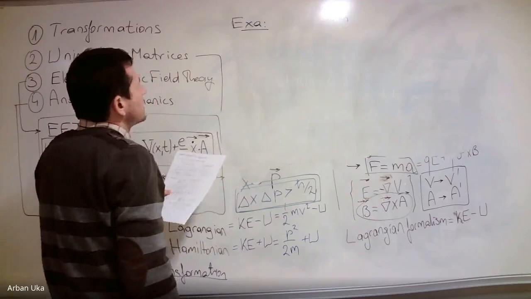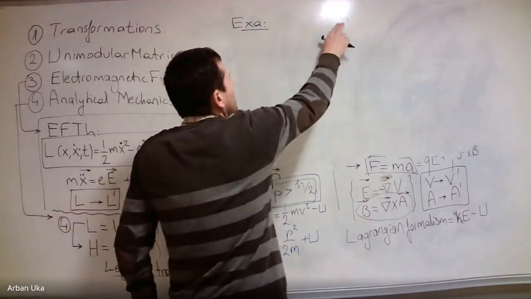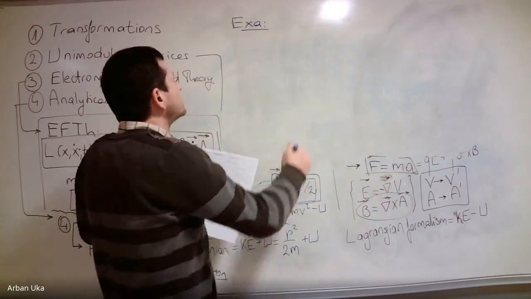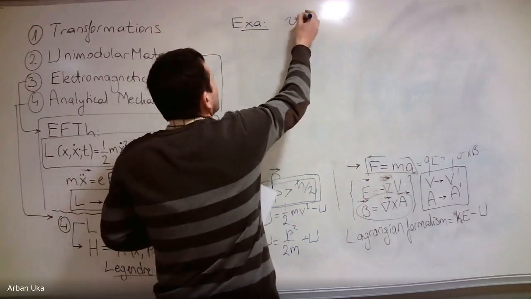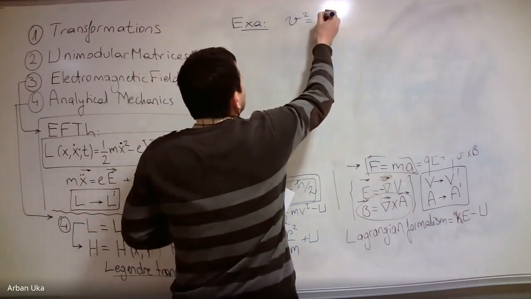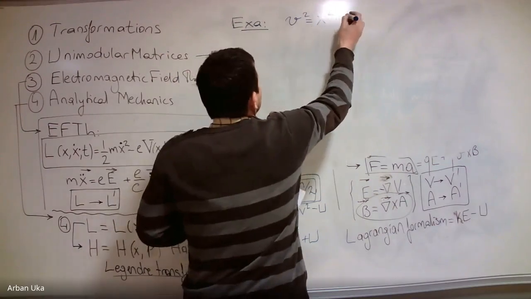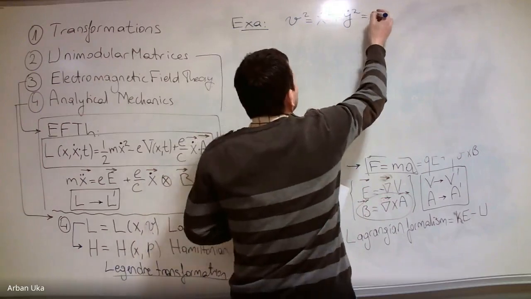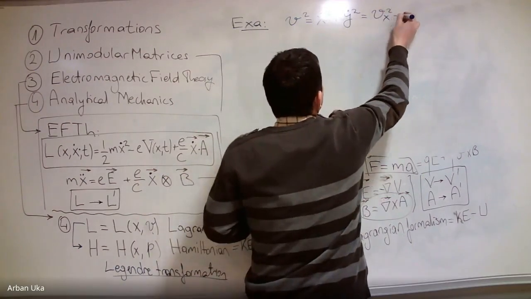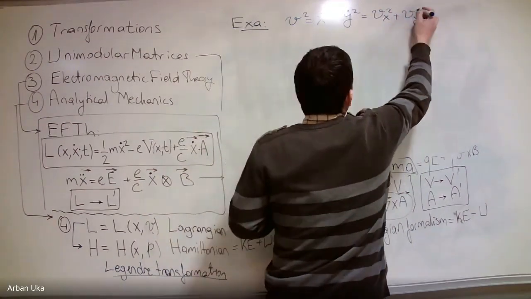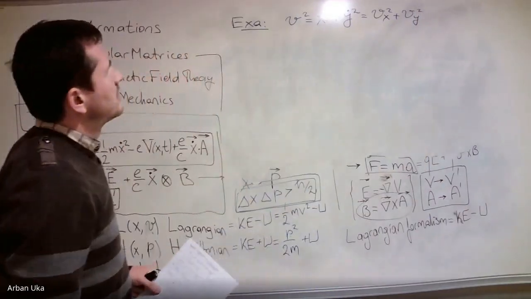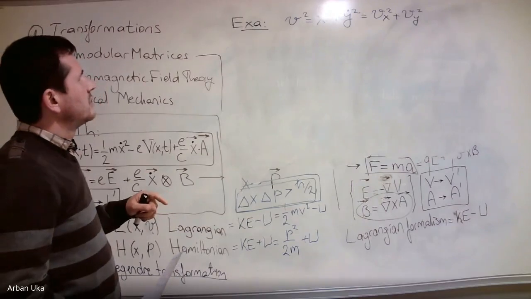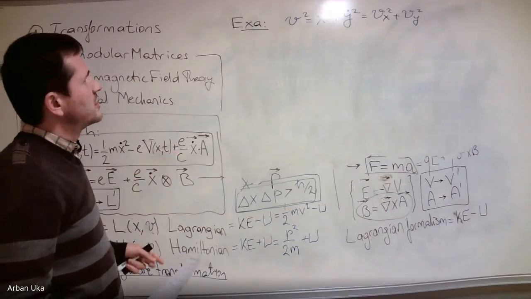So let's do an example, and we know that the velocity square can be represented like this. So this is the velocity square. If we multiply by 1 over 2, m over 2, this becomes the kinetic energy.